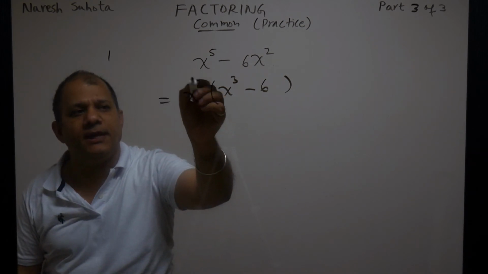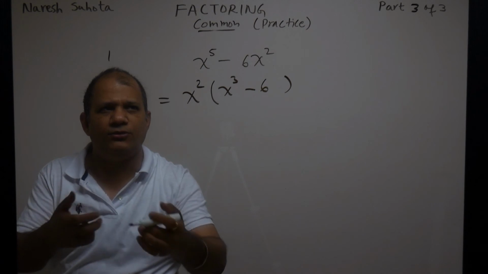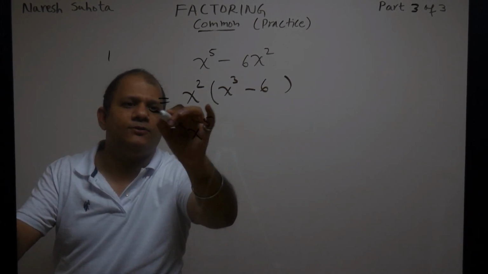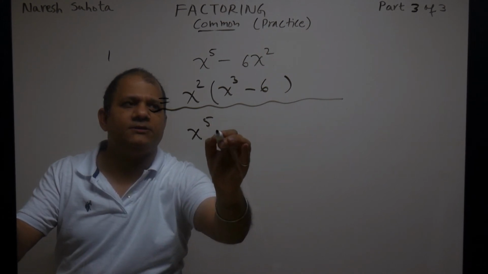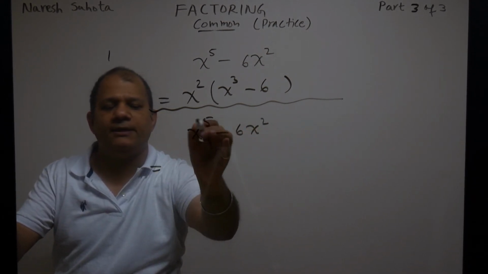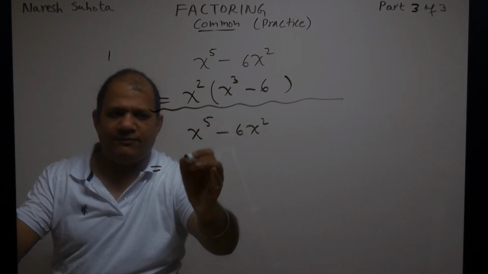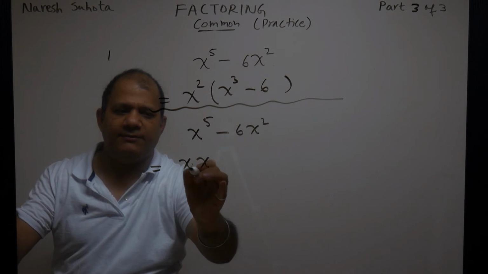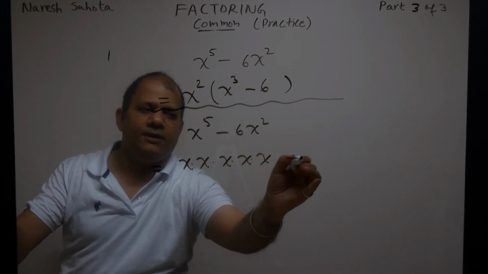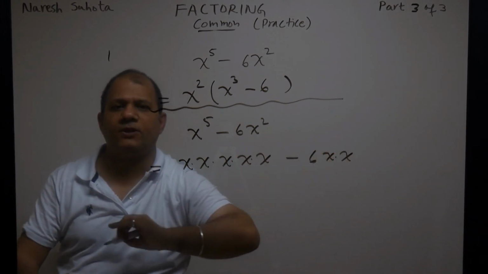The question is now, why do we take out the lowest exponent? Can you elaborate on that? Can you show me that? Okay, so let's see if we can prove that. So we have x to the 5 minus 6x squared. So I'm going to rewrite this using my exponent definition. So x to the 5 means multiply x 5 times. So 1, 2, 3, 4, 5, minus 6 times x times x, right?